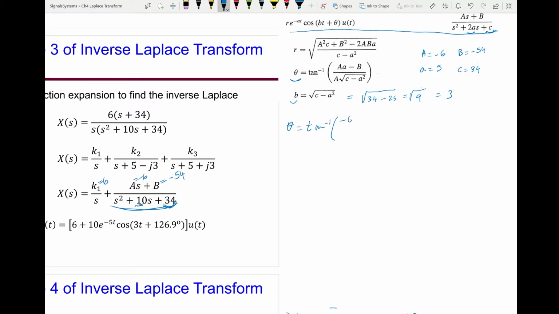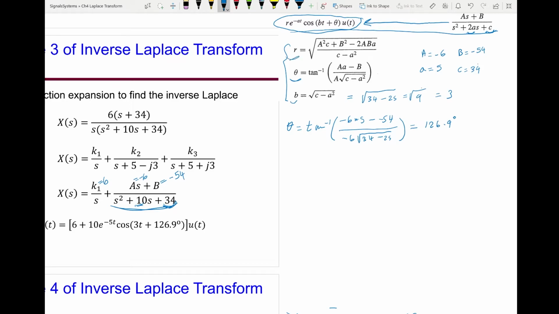Capital A is minus 6, little a is 5, so minus 54 divided by capital A, which is minus 6, and the square root of C is 34 minus 25. And if you calculate this one, theta, using your calculator, you will get 126.9 degrees. Why am I calculating this? Again, because that's my answer. The inverse Laplace transform of this one is this. So I need to find R, A, B, theta.